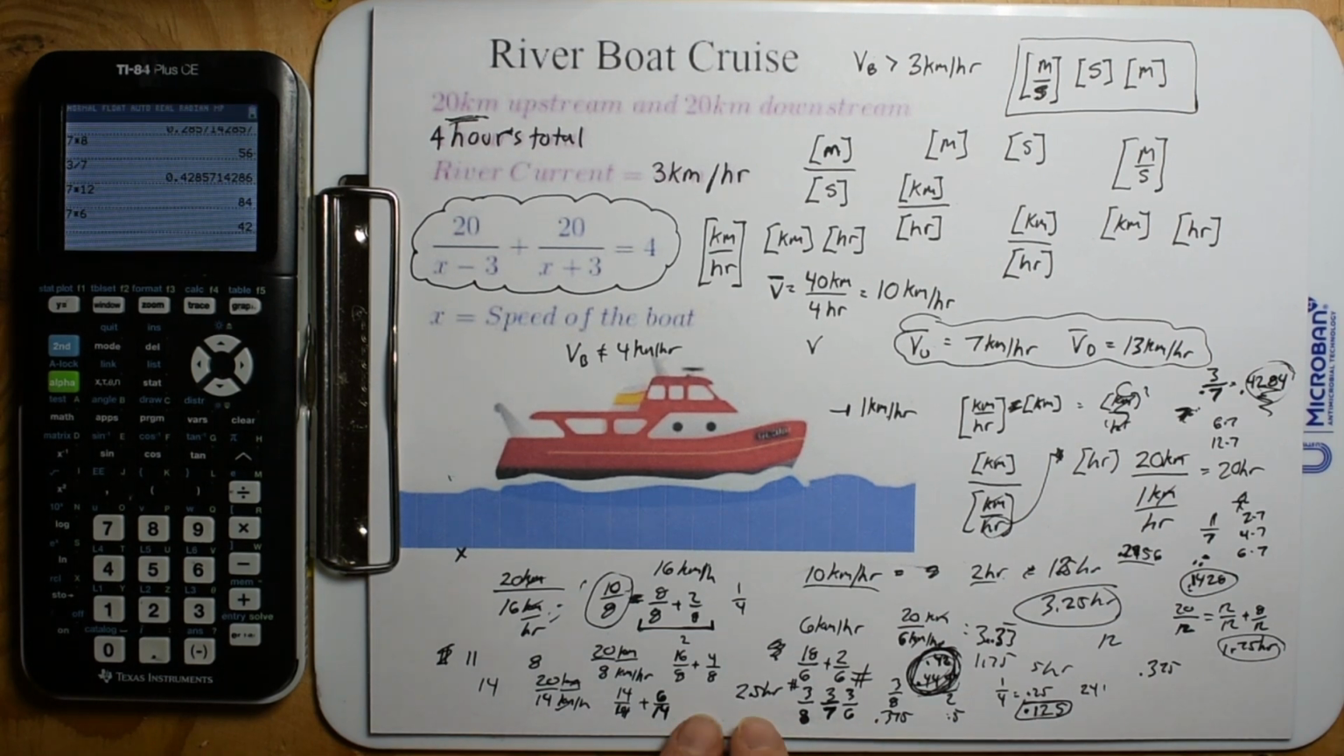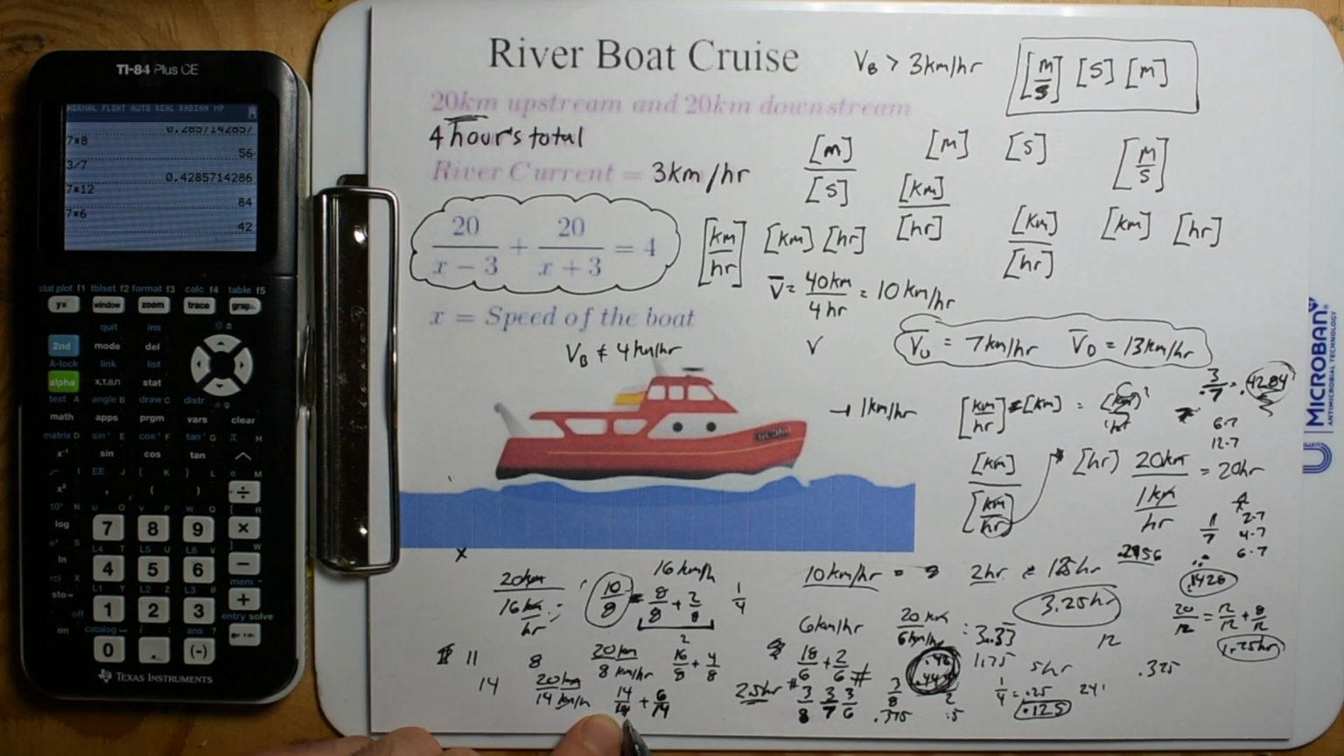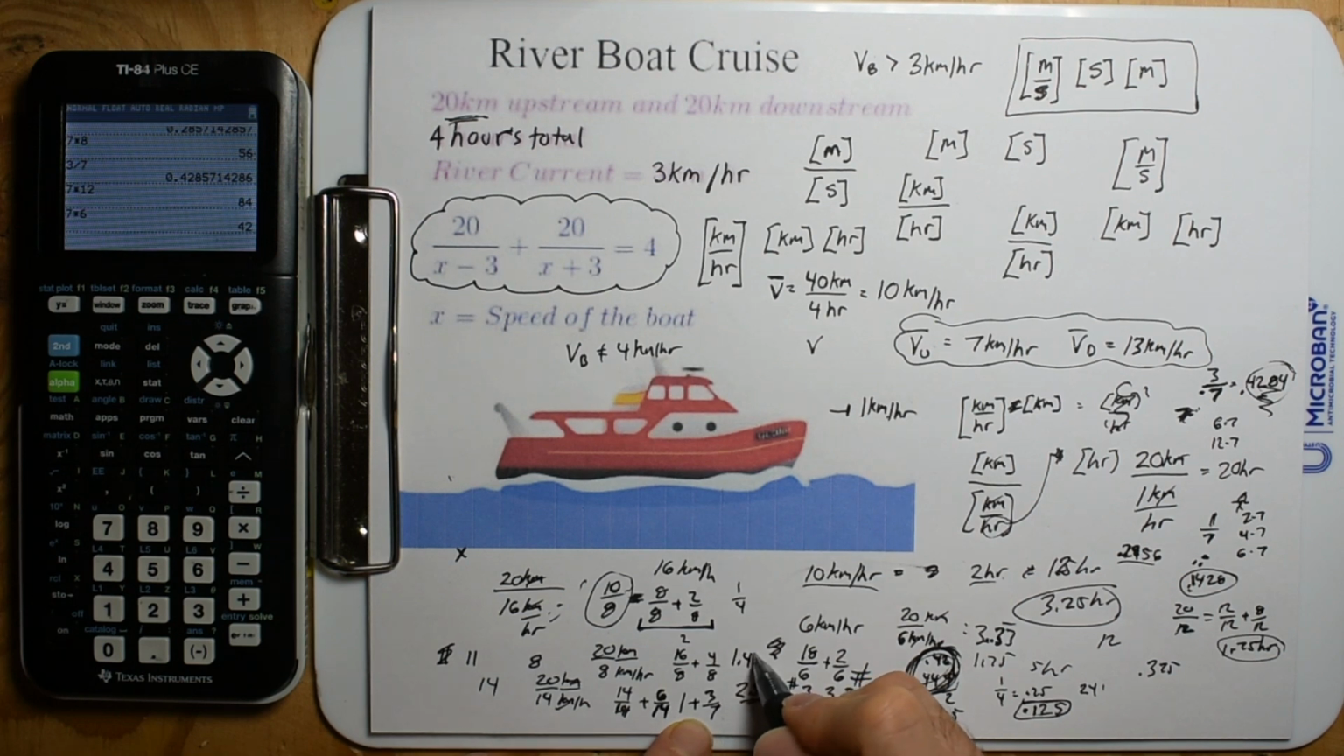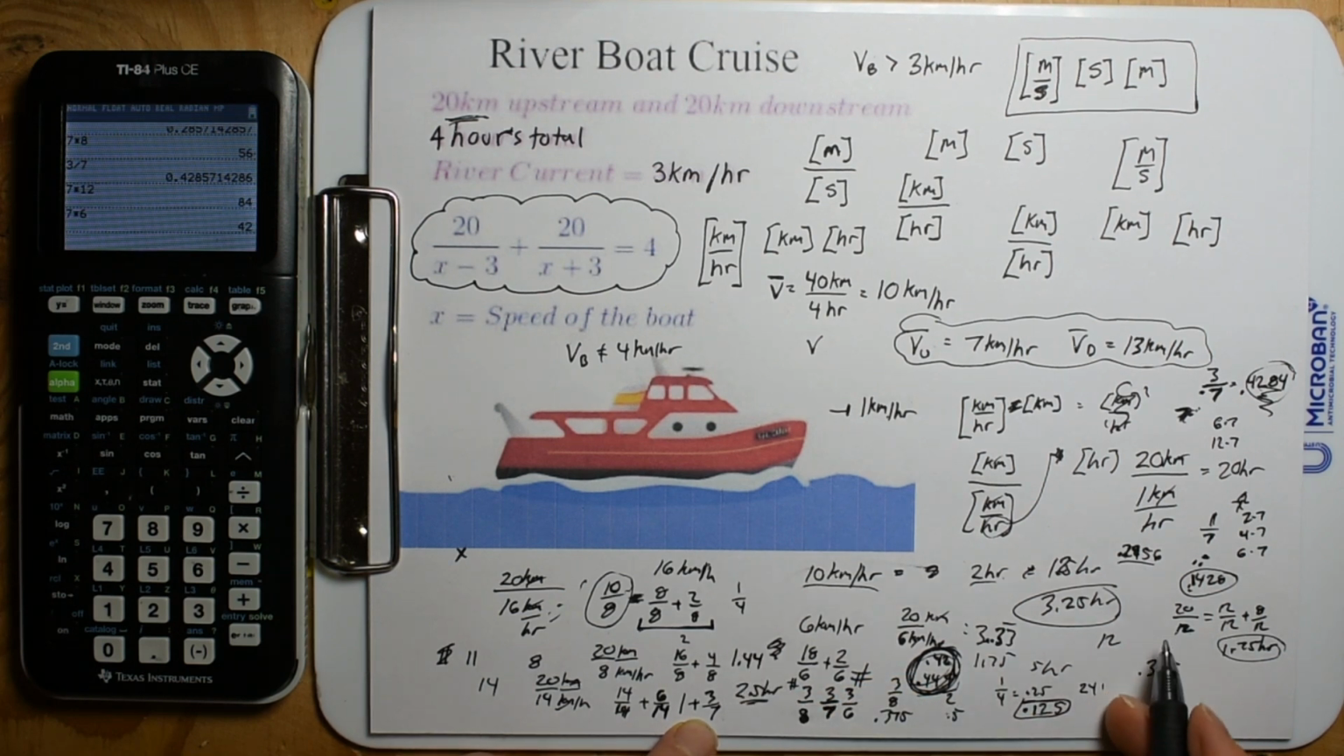So we were saying that on the way up, it's going to take 2.5 hours. And then on the way down, it's going to take 1 plus 3/7. So it's going to take 1.44, or yeah, what did we say? 1.42, 1.43 hours. Hey, that's pretty close.